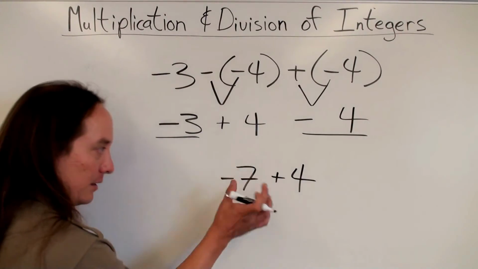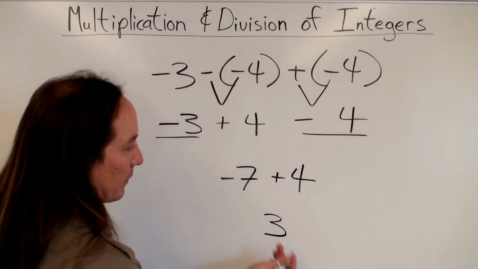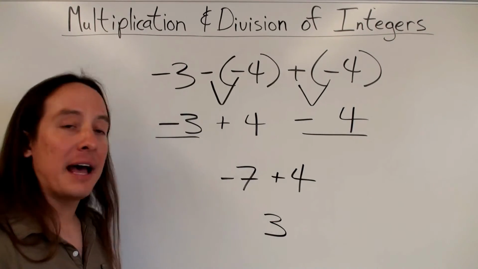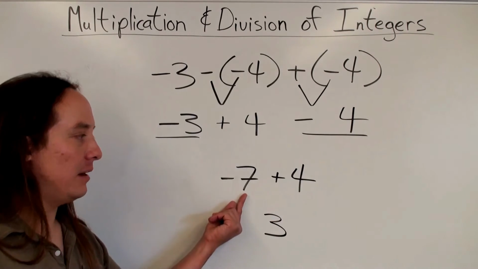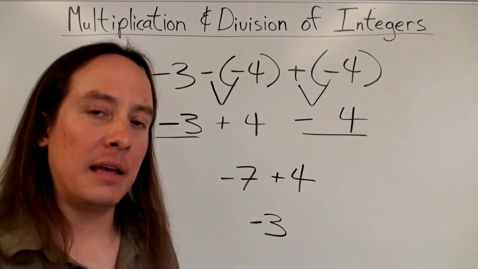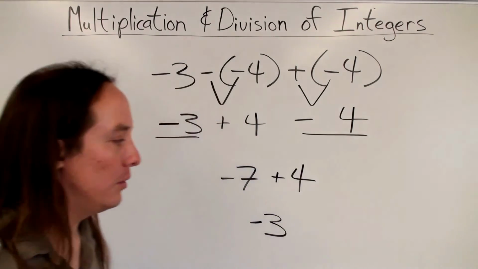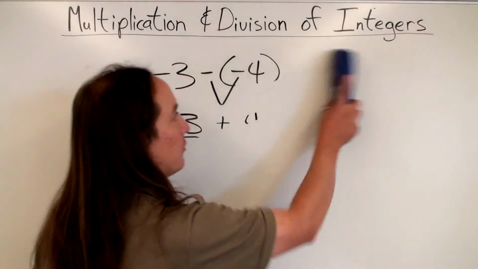Anyway, different signs, we subtract. 7 minus 4 is 3. And we subtract them, but we keep the sign of the larger number, in this case 7, and its sign is negative, so we keep negative. Okay, so this answer would be negative 3. All right, rocking and rolling. We got about 4 more. Okay, I'll try to hurry here.